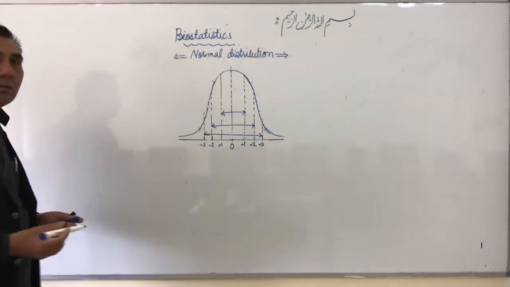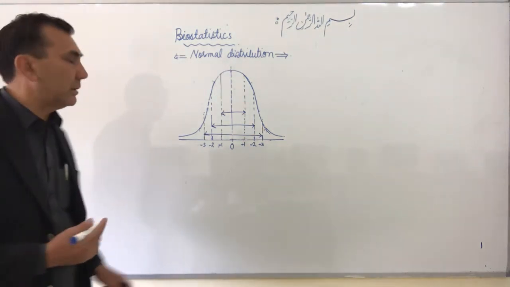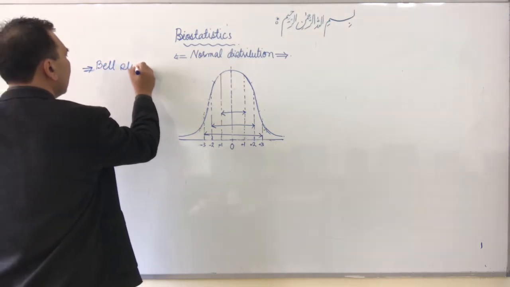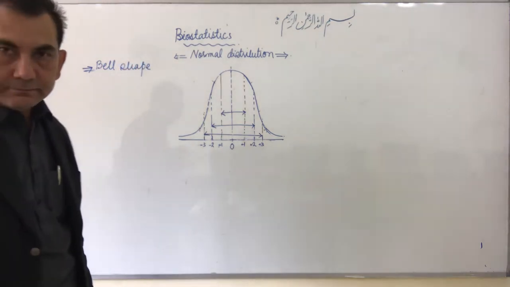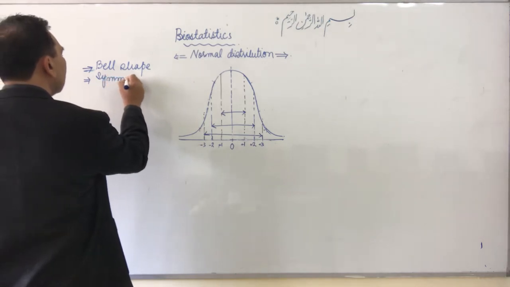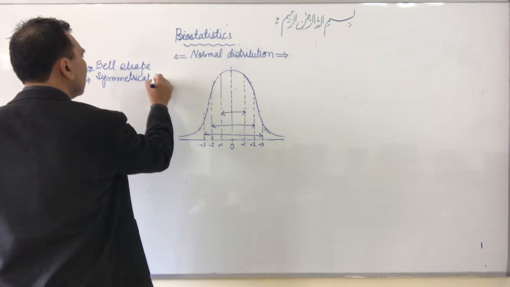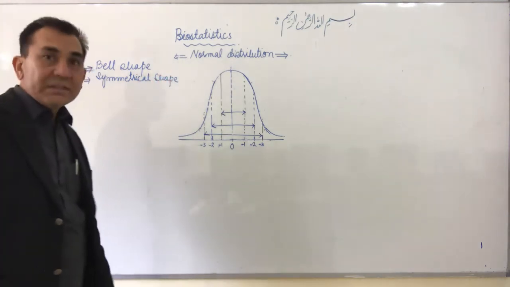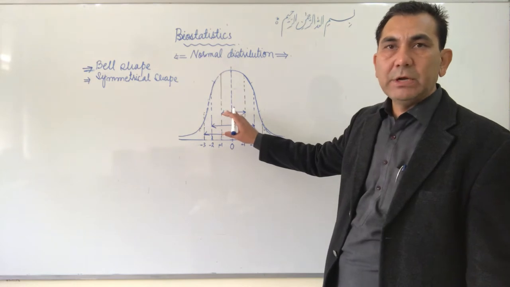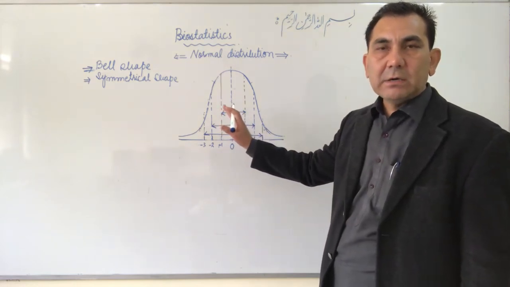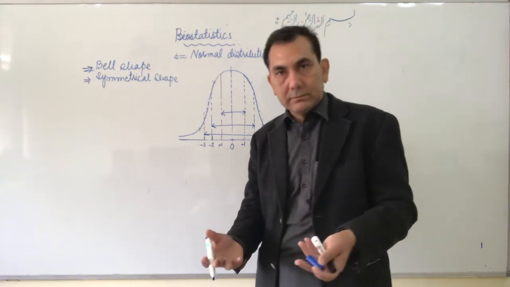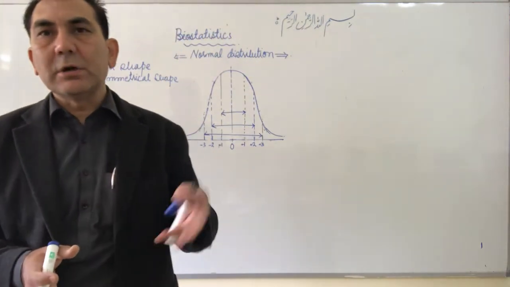Now, what are the properties of the normal distribution? The first property is that it always gives the bell shape. And the second one is that this bell shape is always symmetrical in shape. Why is it symmetrical in shape? Because in the normal distribution, the mean, mode and median are present in the center, half of the data is present on the left side and half the data on the right side. So it is symmetrical in shape, and it is unimodal. The mean, mode, median are present in the center, and it is unimodal, so that's why it is symmetrical in shape.